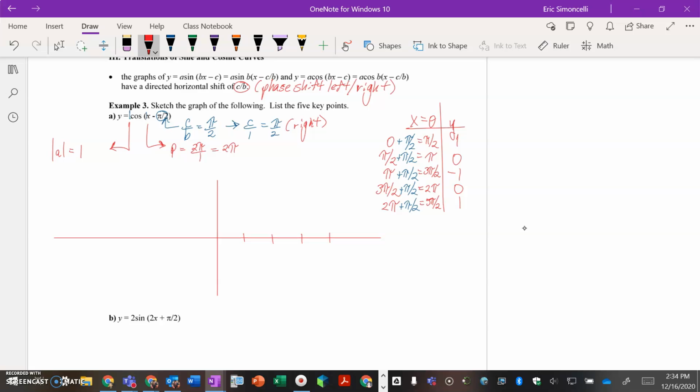But again, because I'm shifting it to the right, it's more than just that. It's also 5 pi over 2, which comes after 4 pi over 2, or 2 pi. Again, shifting it to the right should give us one more increment by pi over 2.